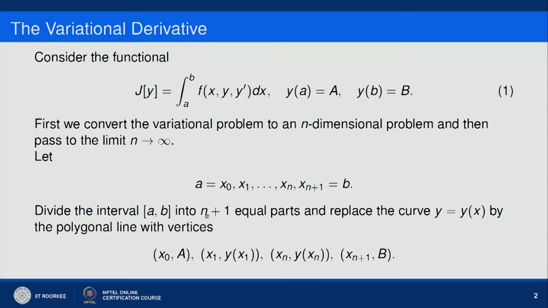For that we first truncate this functional into a problem of a function of n independent variables, and then we pass to the limit as n tends to infinity and see what relation we get. So we divide the interval a to b into n plus 1 equal parts. We say that x naught is a, x n plus 1 is equal to b, and everything in between is divided into n plus 1 equal parts. We can replace the curve y equal to y of x by the polygonal line with these vertices.